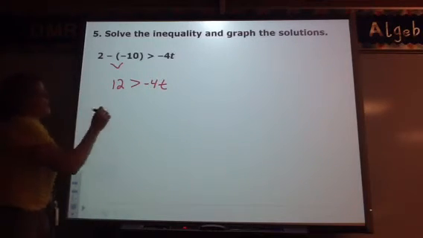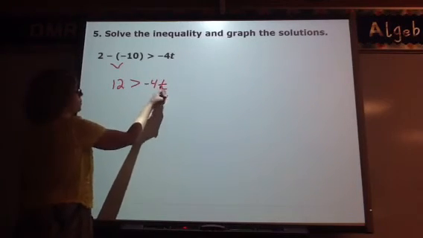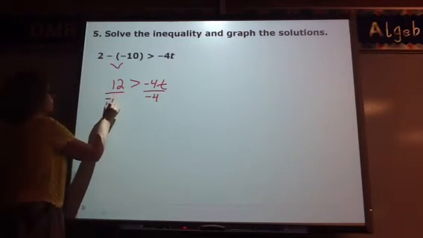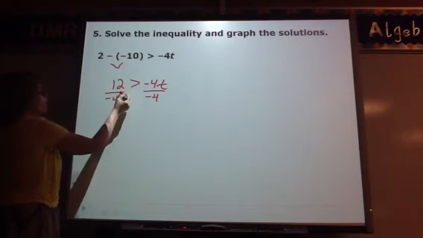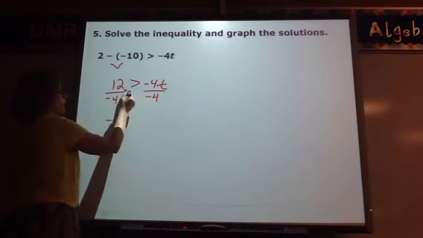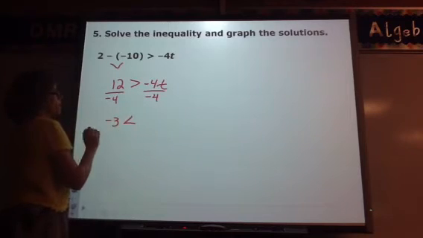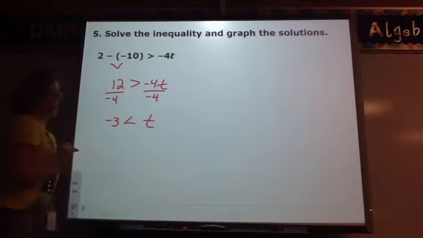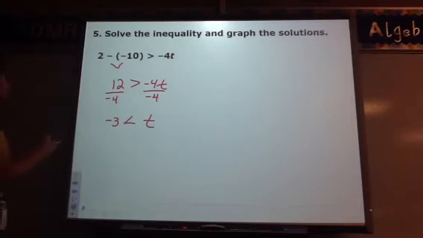And then we're trying to isolate our variable t. The inverse of multiplication is division, so we must divide both sides by a negative 4. 12 divided by negative 4 is negative 3. Because I'm dividing by a negative number, I must switch my inequality symbol. Negative 4 divided by negative 4 is 1. So I have t.